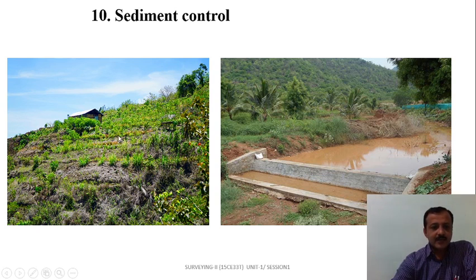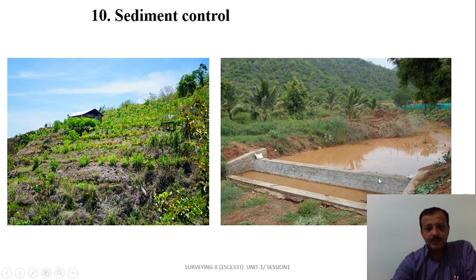So these are the grasslands. We are going to plant grass on the hill slopes, and we are going to grow trees on the hill slopes so that the soil erosion is reduced. And this is another important way of controlling the sediment.